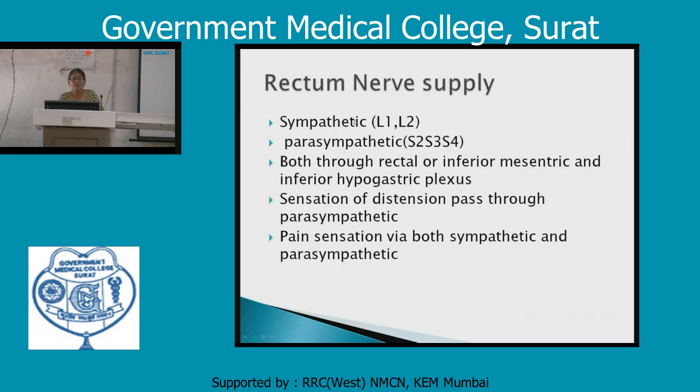Sympathetic fibres are vasoconstrictor, and they are inhibitory to the musculature. They inhibit peristalsis. Parasympathetic fibres are motor to the musculature. The sympathetic will constrict the sphincter, while the parasympathetic relaxes the sphincter. Sensation of distension passes through parasympathetic fibres. If we feel distension of the rectum, this sensation passes through the parasympathetic. Pain sensation passes via both sympathetic and parasympathetic. So this is about the nerve supply of the rectum.